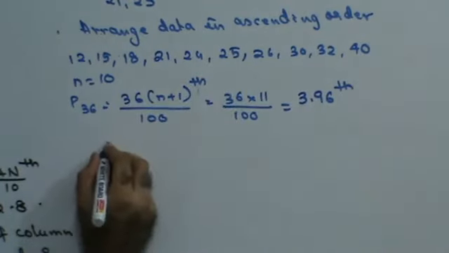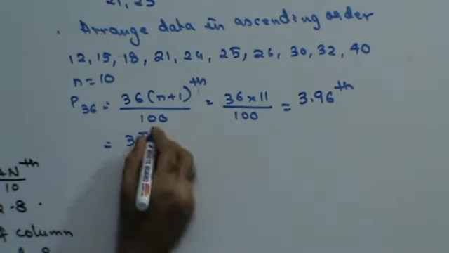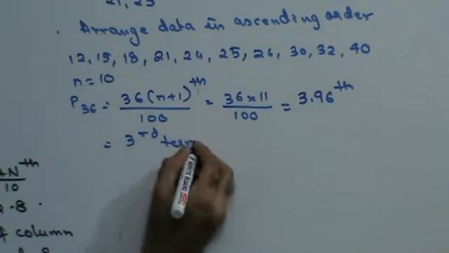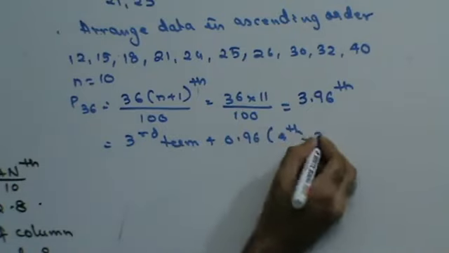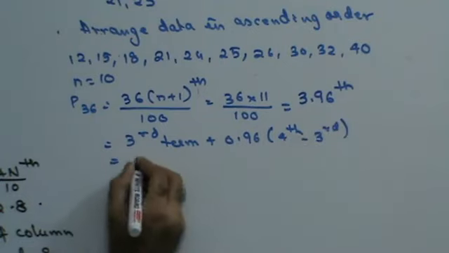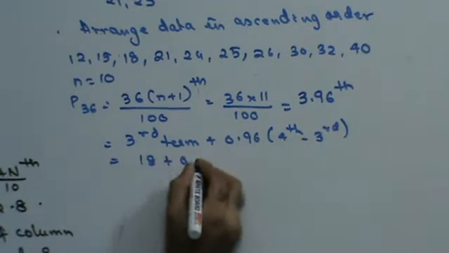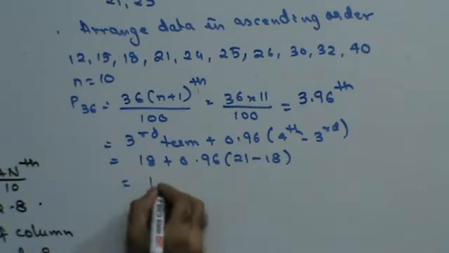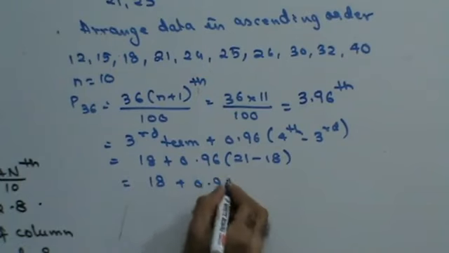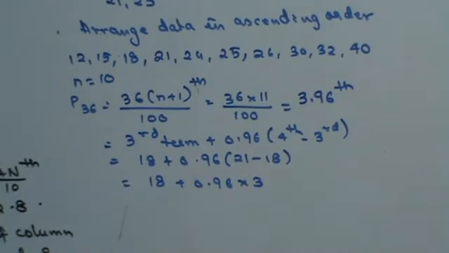Right? So P36 is the third term plus 0.96 times the fourth minus third term. So third term is 18, plus 0.96 times fourth term 21 minus 18. So 18 plus 0.96 into 3. When you simplify this, you will get the answer as 20.88.